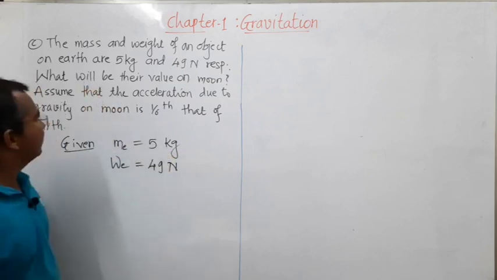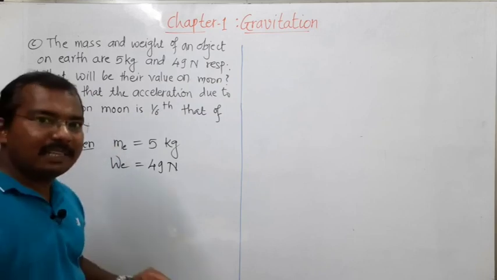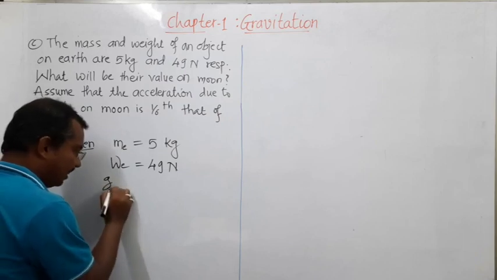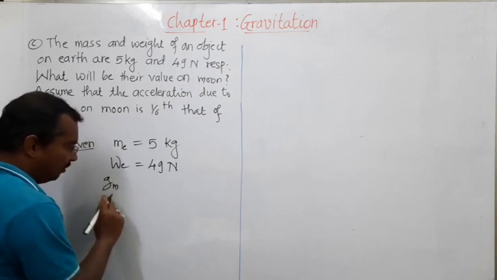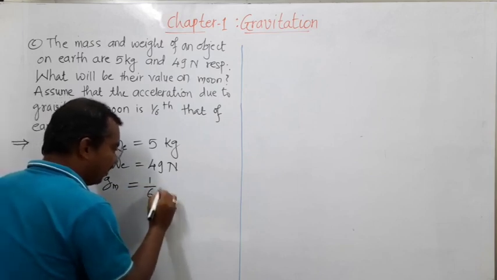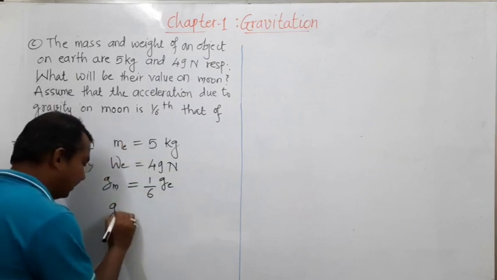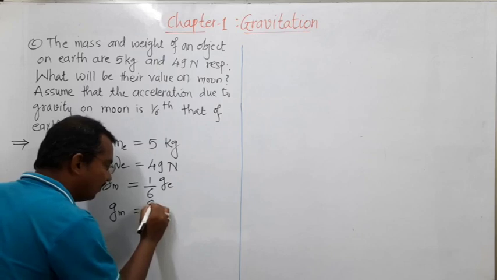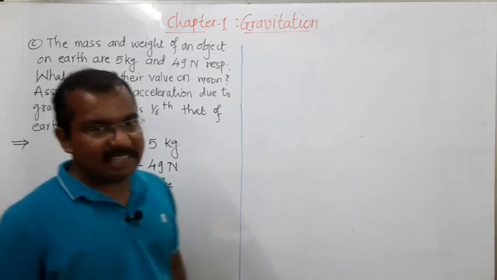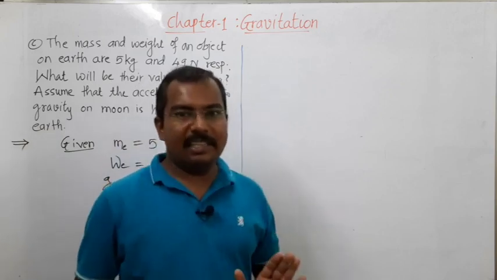One more thing is given. Acceleration due to gravity on the moon is 1/6 that of the earth. So g_m, acceleration due to gravity on the moon, is 1/6 that of earth, g_E. Or you can simply write g_M is equal to g_E upon 6, and we know the value of g_E, that is 9.8 meter per squared second in SI units.